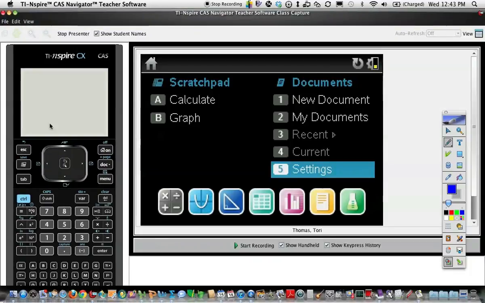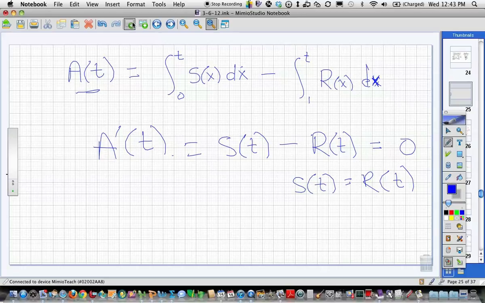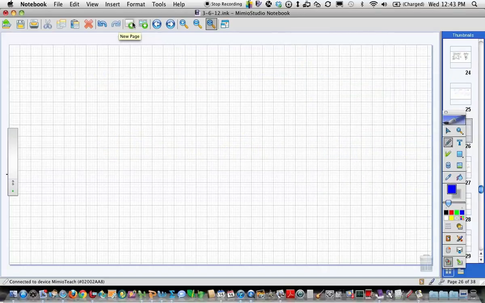Tori. All right. Now, first, before we get to Tori the calculator, all right, get your notes out. We're going to pick up where we left off yesterday. Okay. We're going to pick up where we left off yesterday with differential equations.